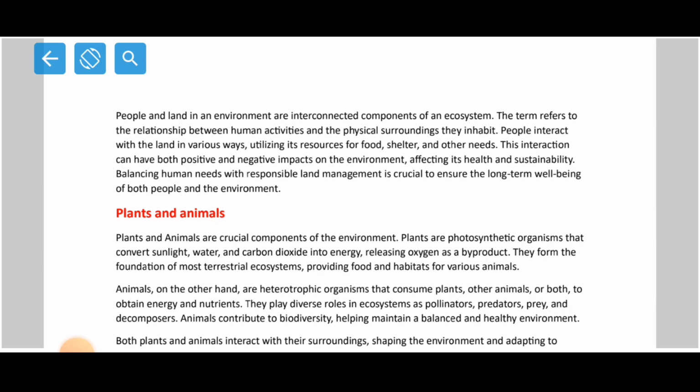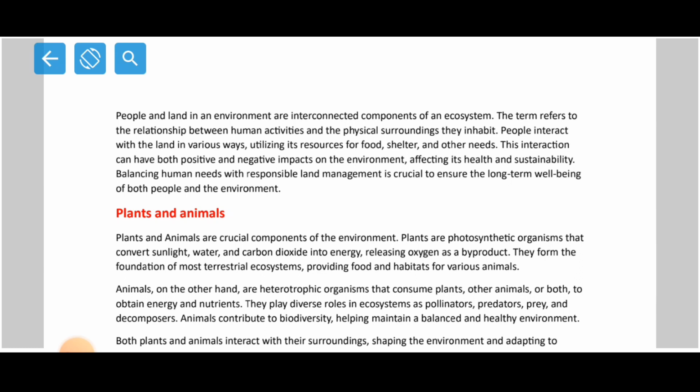So people and the land are interconnected. We cannot be separated from one another, right? If we want to survive on this planet, we are directly linked to the land. The term refers to the relationship between human activities, the different activities we perform, and our physical surroundings, the place or the environment in which we are living.